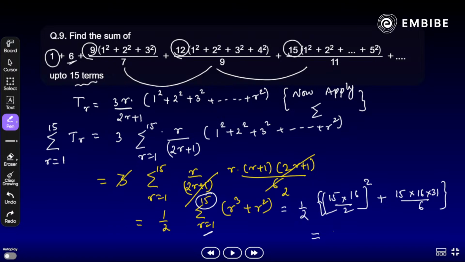Okay, 7820. Okay, 15 times 16 by 2. If you solve this, 2 8s are 16, 15 8s are 120, and 120 squared is 14400. And the last one we can easily cancel out as well. 3 2s are 6, 3 5s are 15, and 2 8s are 16. Once we cancel out, we get 1240. Now just add it and do the half of it.